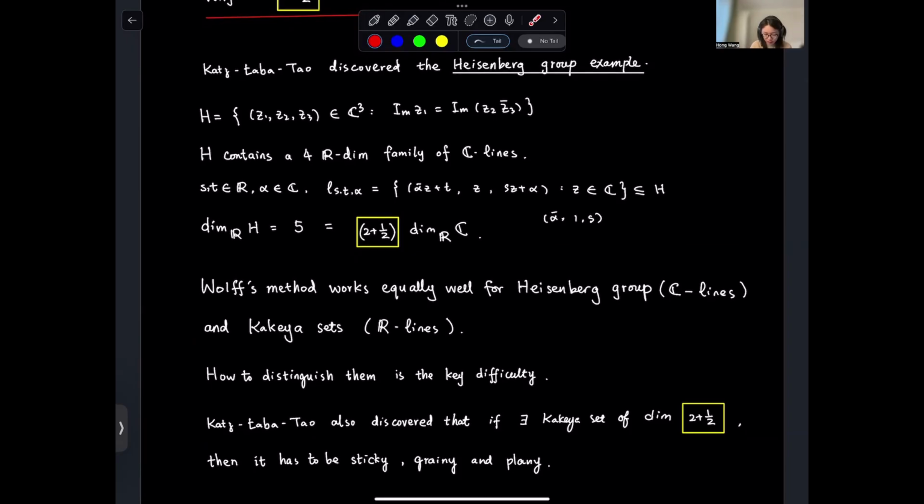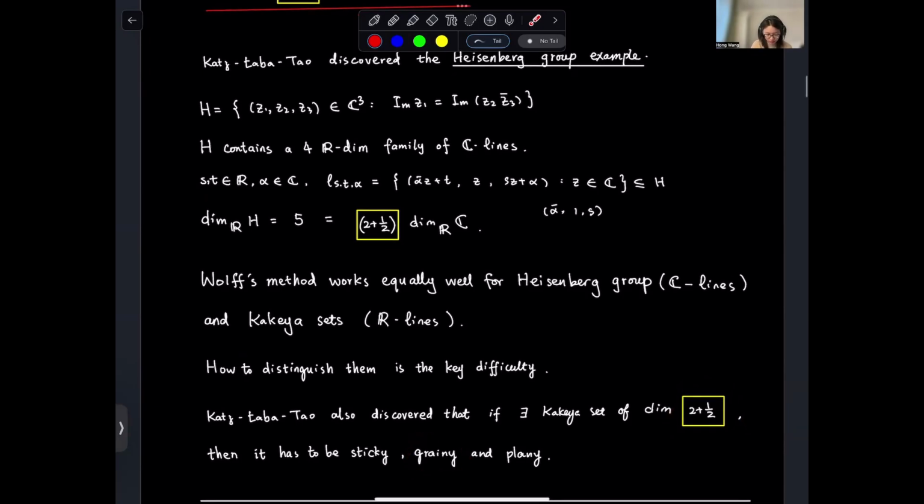Later, Larry Guth showed that more generally, any hypothetical counterexample to the Kakeya set problem, not necessarily with this dimension, should have the grainy property. So here is, I hope, a very quick summary of the history of the Kakeya set problem.